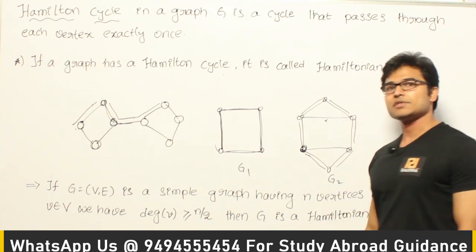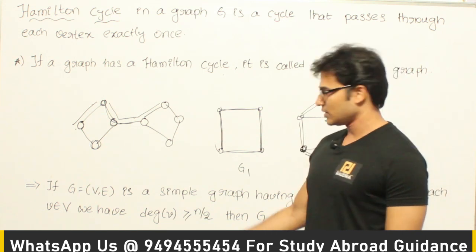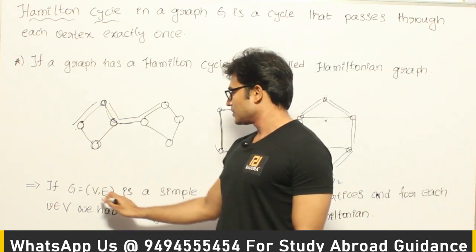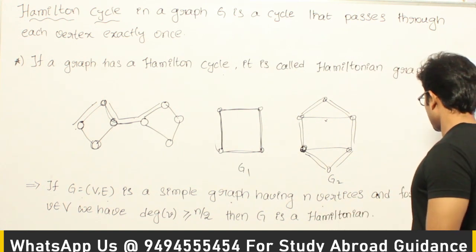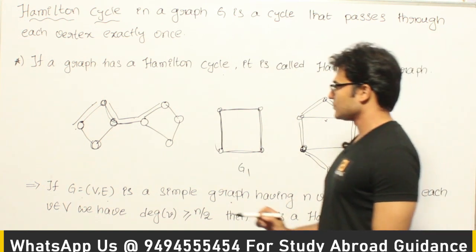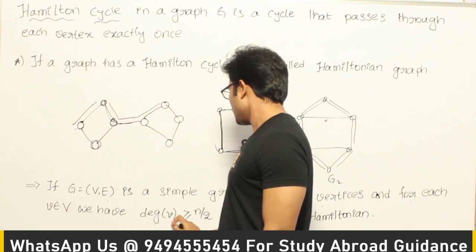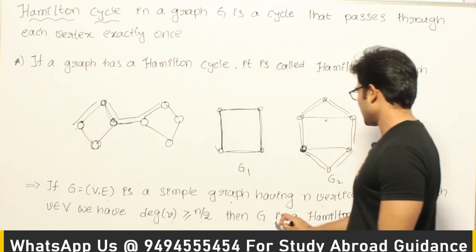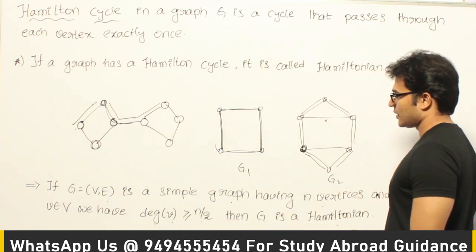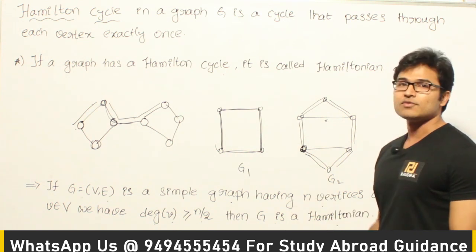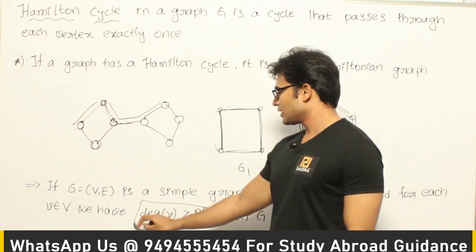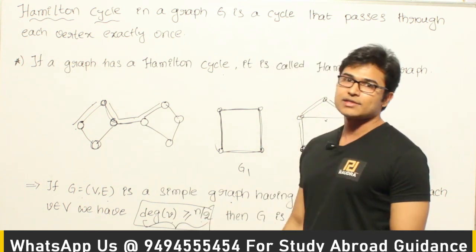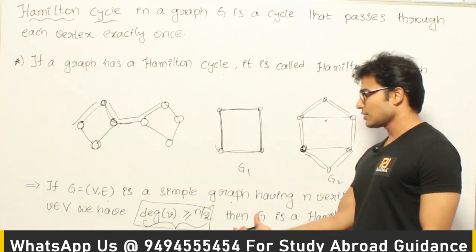But there are some sufficient conditions which you can check. One condition is this: if G equal to (V, E) is a simple graph having n vertices, and for each vertex v belonging to V, we have degree of v greater than or equal to n by 2, then G is Hamiltonian. So what they are trying to say is, if there is a graph in which the degree of every vertex is greater than or equal to n by 2, then definitely the graph will have a Hamilton cycle, right? So this is a sufficient condition.